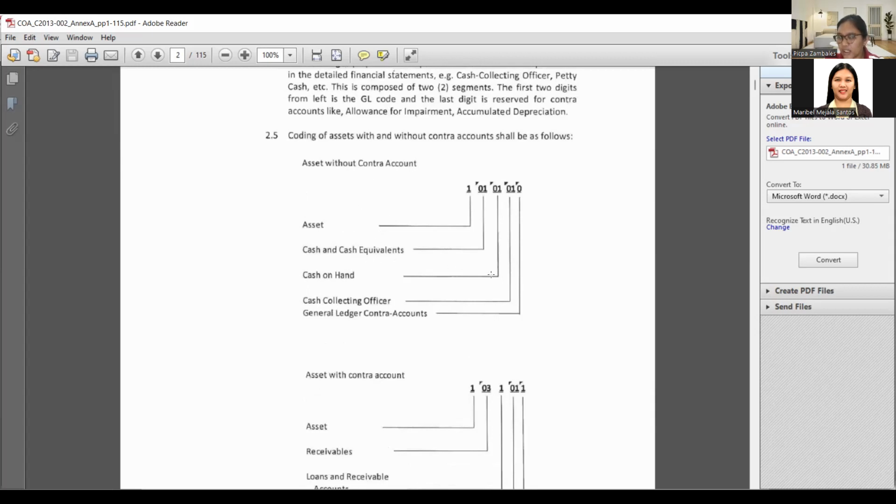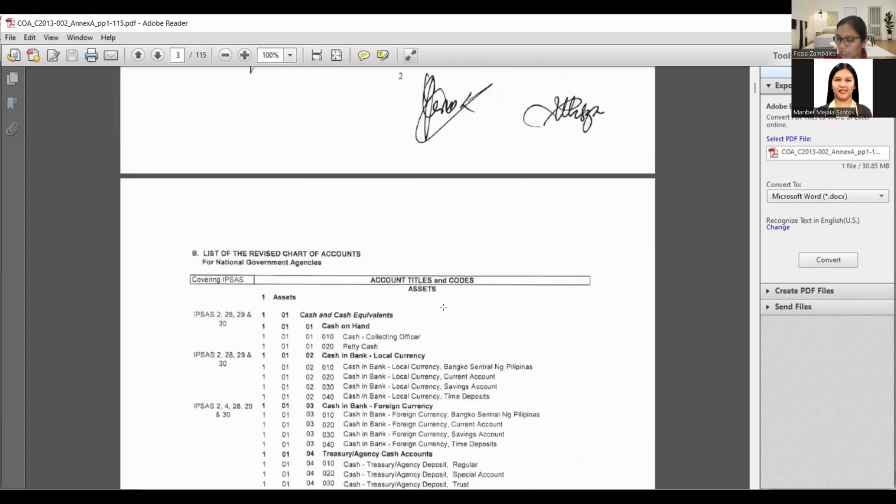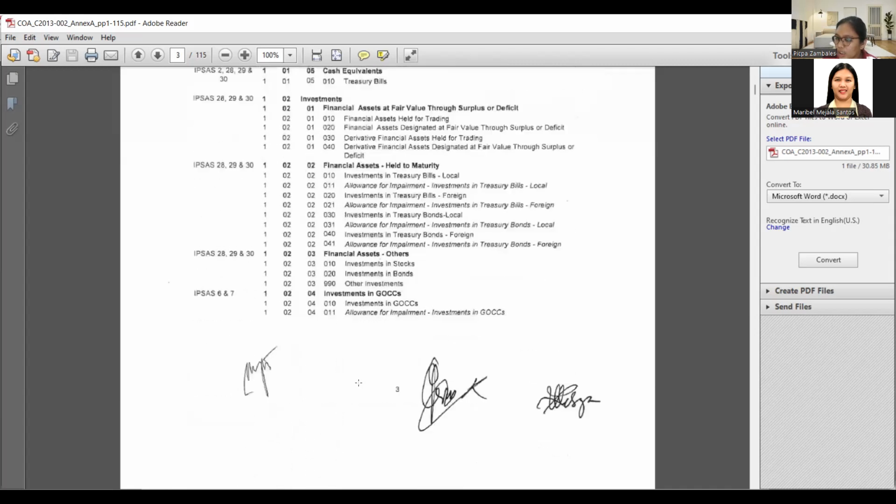Okay. So pag assets without contra account, so ganyan lang siya. Cash and cash equivalents, cash on hand, cash collecting officer, and then the general ledger contra assets accounts. So ganyan siya ginawa. So as you can see, eto na siya ngayon. So ang cash on hand is 10101010. Pag cash collecting officer, yan yung mga kino-collect natin. Pag petty cash, 020. Pag cash in bank, depende siya, etc. And so on and so forth.